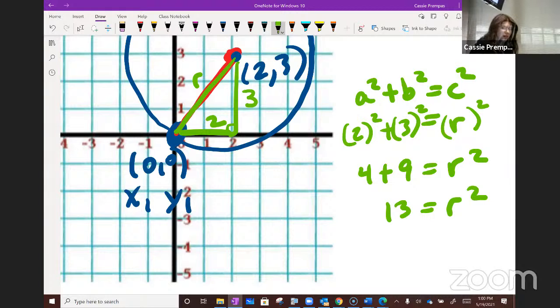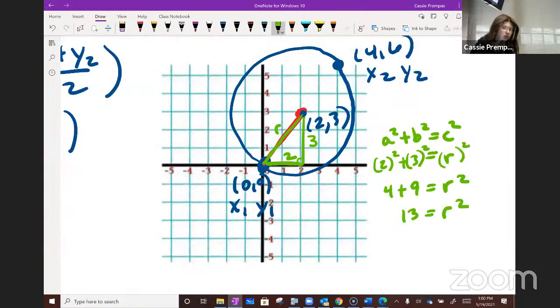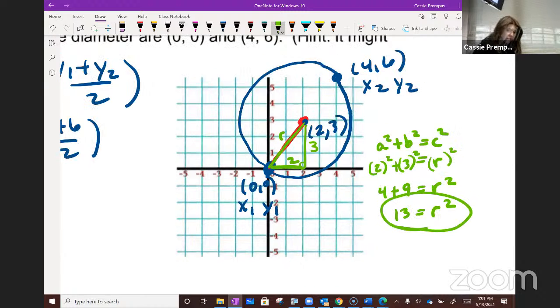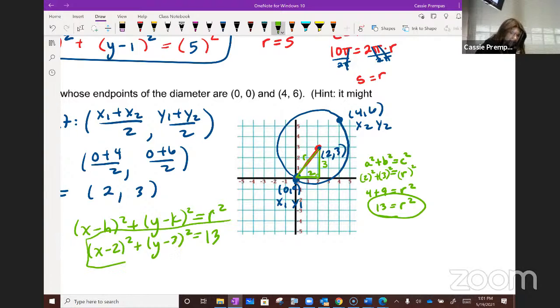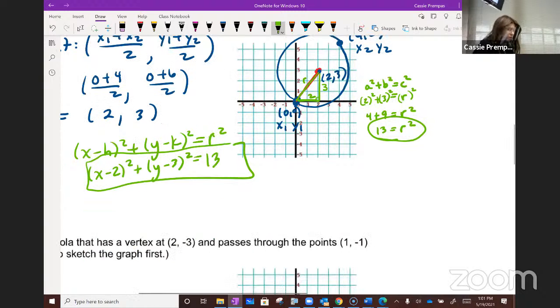Now here's the beauty of this. I don't need to solve for r, because if I think about the equation of a circle, the equation of a circle is always x minus h squared plus y minus k squared equals my radius squared. What is the value of my radius squared? 13. So I can just put that in. And then I found h and k. It's x minus 2 squared plus y minus 3 squared equals my r squared, which is 13. Good question. Really good question.